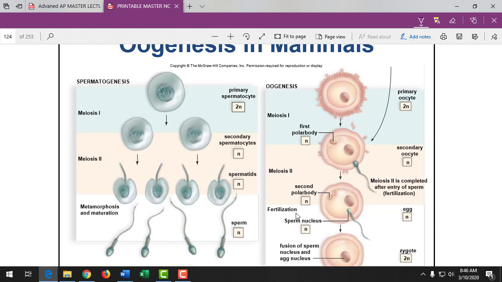But in the female, it's a little different because the egg, when it's undergoing meiosis, is stuck in metaphase 2. It's stuck there until fertilization takes place. So the signal for it to continue meiosis 2 doesn't occur until that egg is fertilized by sperm.